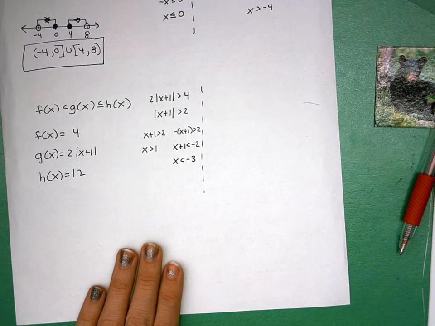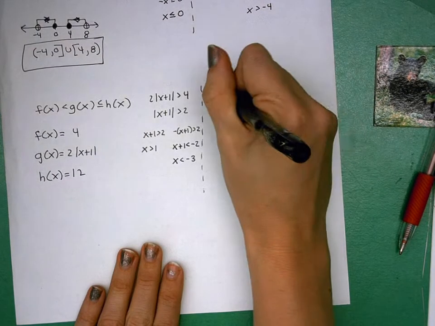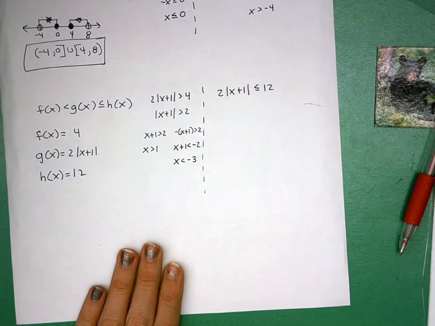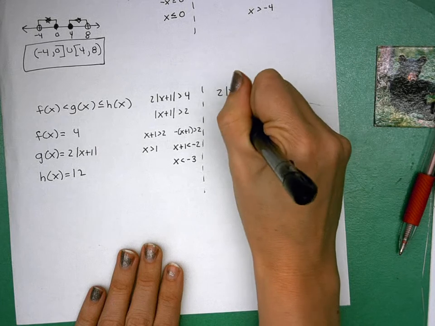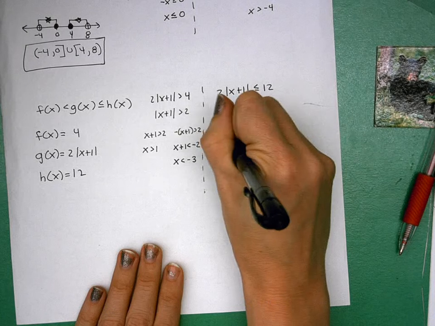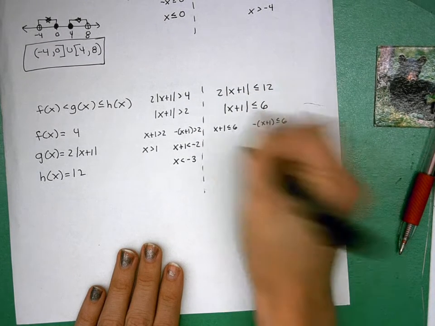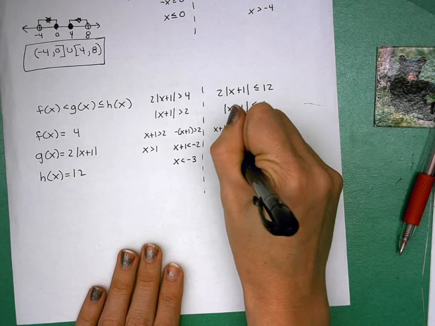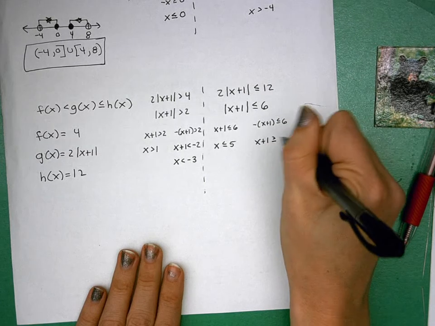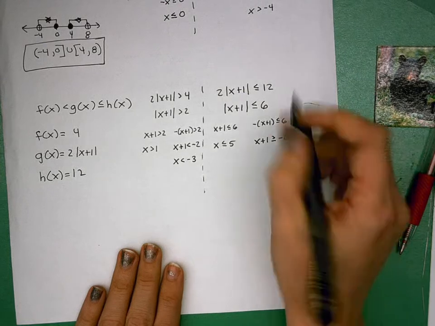Okay. Now let's do where is g of x less than or equal to h of x. My g of x less than or equal to my h of x. Dividing that 2, we get the absolute value of x plus 1 is less than or equal to 6, which gives me a positive leg and a negative leg. Subtracting that 1, we get x is less than or equal to 5. Dividing by the negative, and so therefore flipping the sign, we get x plus 1 is greater than or equal to negative 6. And then subtracting the 1, we get x is greater than or equal to negative 7.